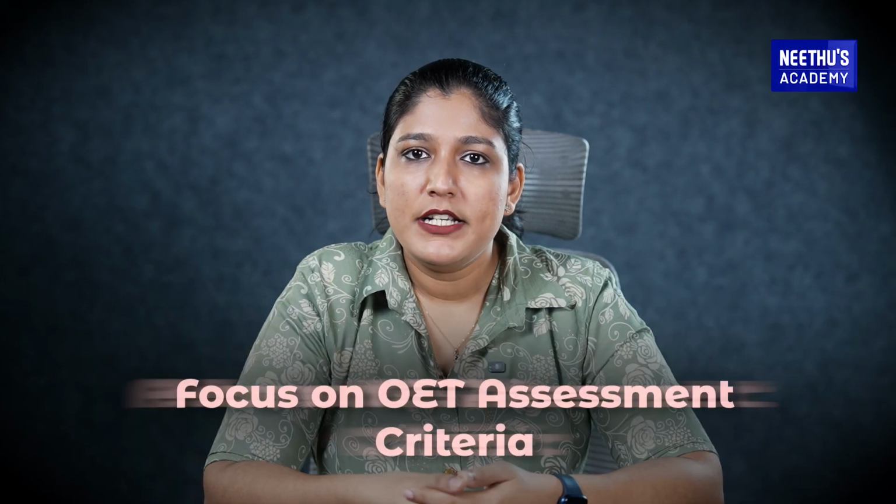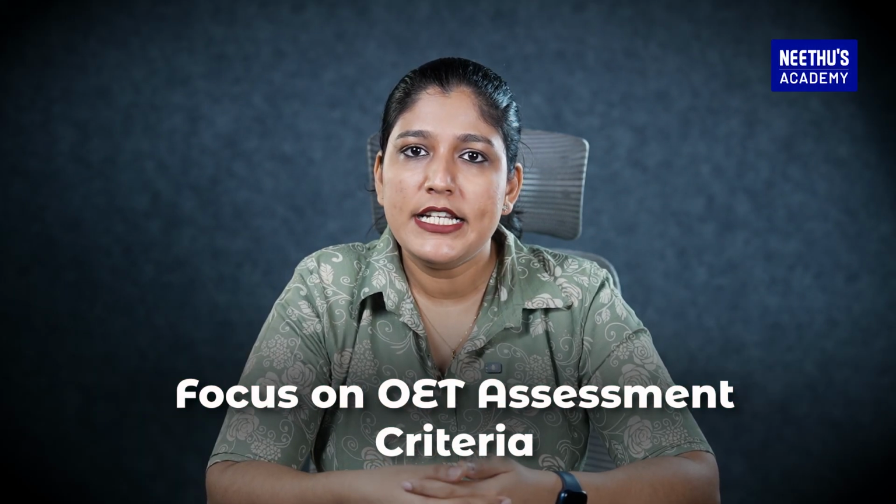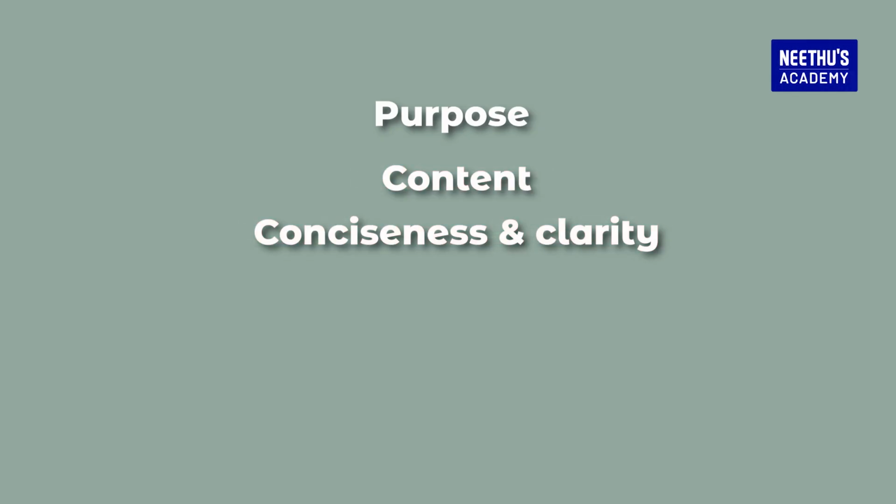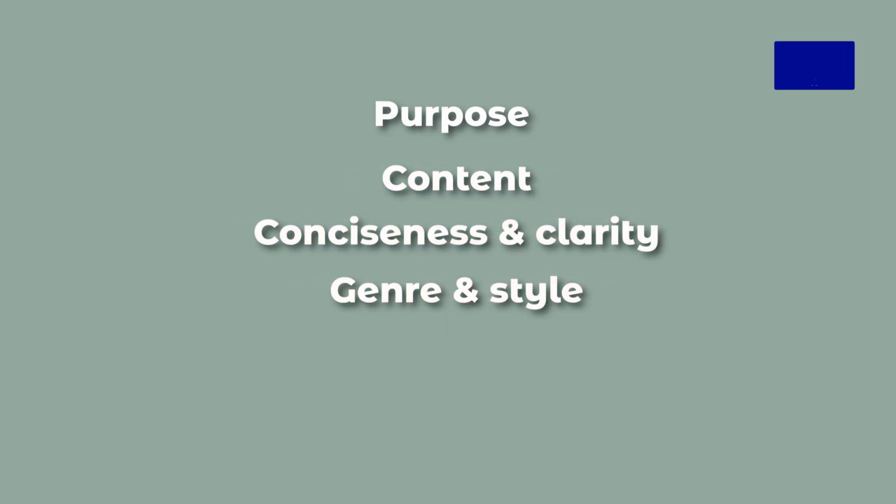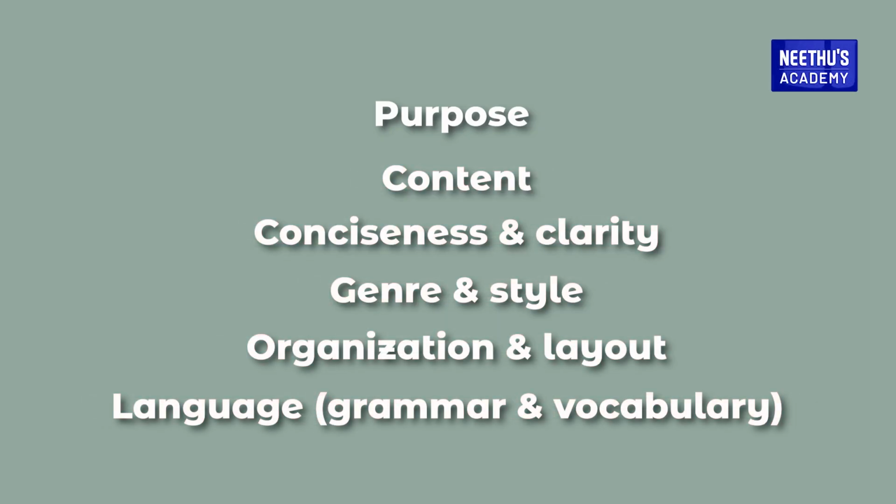The final tip is you need to focus on your OET assessment criteria. OET examiners check 6 key areas: purpose, content, conciseness and clarity, genre and style, organizational layout, and language. Now I'll give you my final tip. If your purpose is clear from the first sentence itself, then it will automatically improve your score.